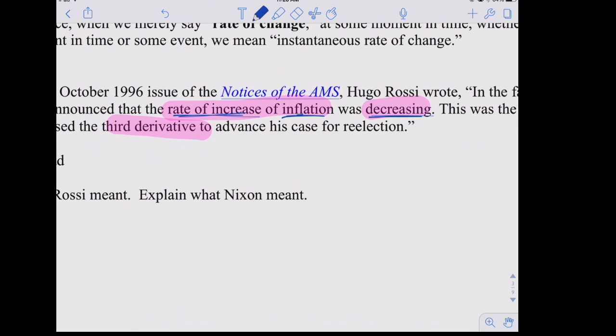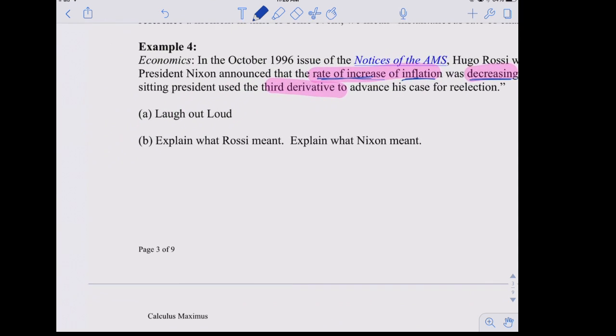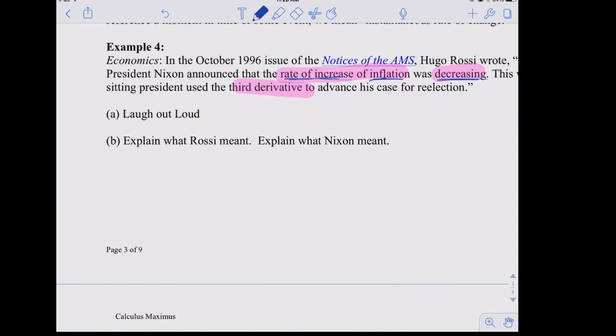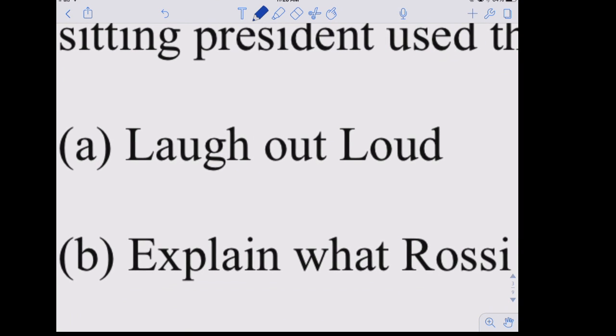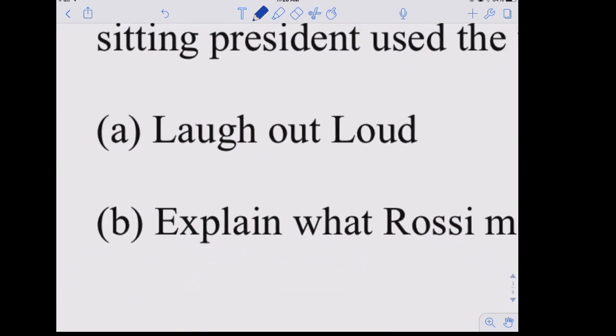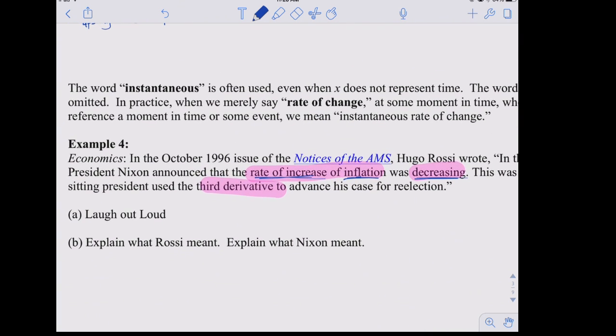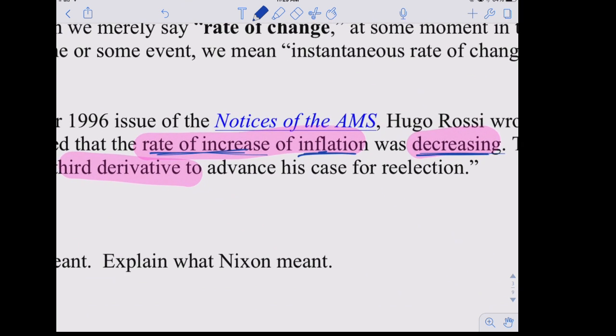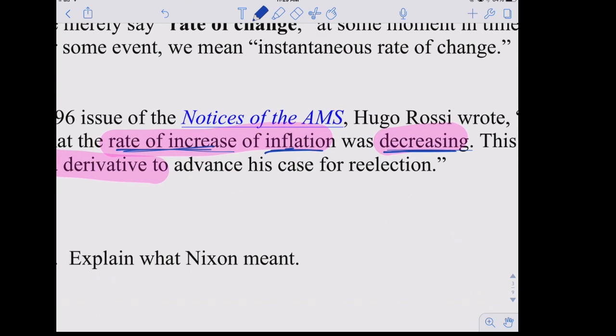Anyone running for homecoming king, queen, still want to just reference the third derivative? All right. Okay, so explain what Nixon meant. We already talked about that. Did we do part A? Okay, cool. So anyway, there you go. You can use that kind of phraseology, not necessarily in a very specific math sense. You can use it almost like a political technique to obfuscate your point that you're trying to make, right?